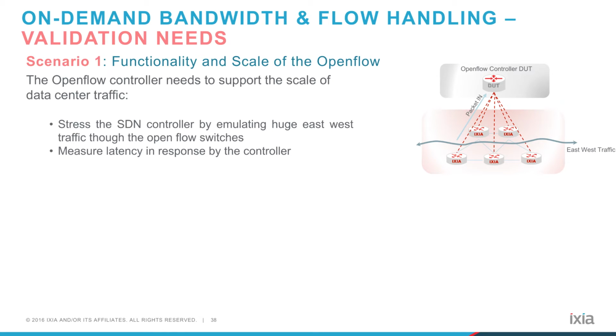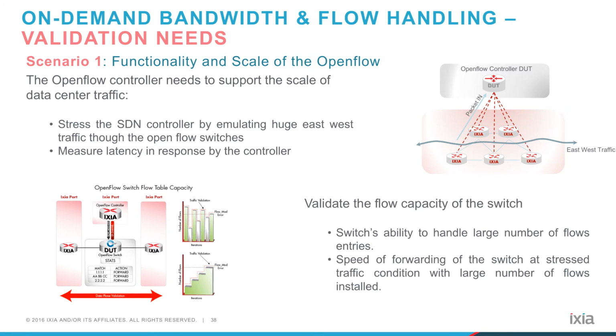Therefore, it is extremely important to validate the controller performance by emulating huge east-west traffic through the OpenFlow switches. On the other hand, OpenFlow-based forwarding devices need to support a large number of flow entries. A badly designed switch will lose its forwarding performance under stressed conditions with a large number of flows installed. During the vendor selection process, the network engineer needs to stress the switching hardware from every angle.